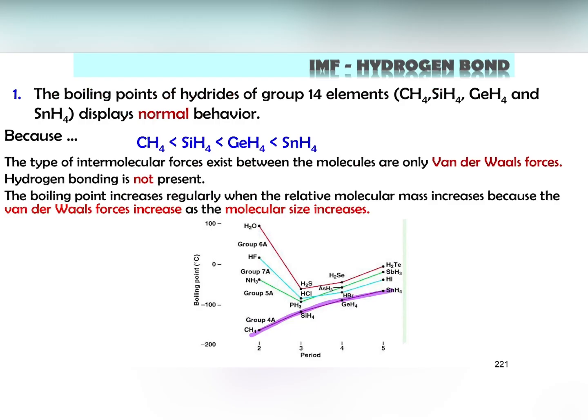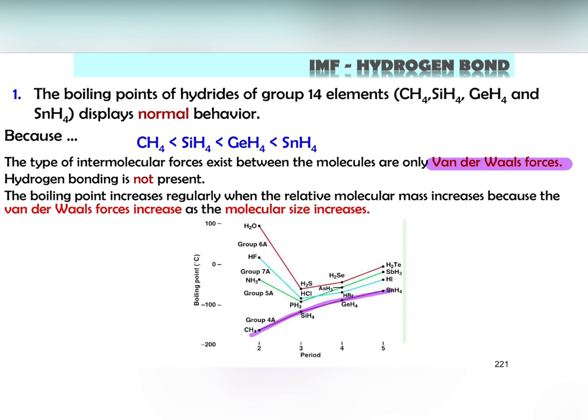Okay, so the boiling point of hydride for group 14 elements. Group 14 kita ada carbon, silicon, germanium, and also tin. So all of these group 14 elements, the hydrides for them show normal behavior. Maksudnya you can see here CH4, the boiling point is lower than SiH4, and then followed by GeH4 and also SnH4. So the type of intermolecular forces that exist between the molecules are only van der Waals forces.